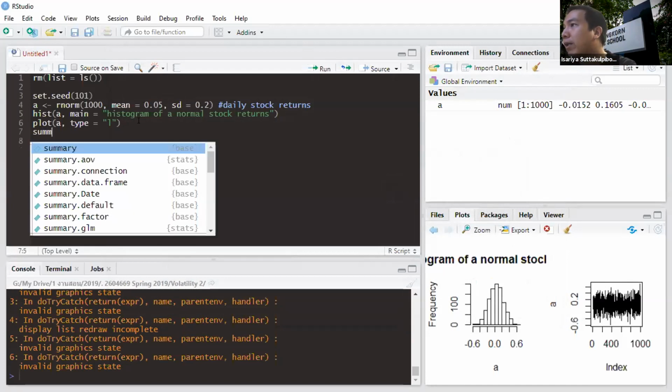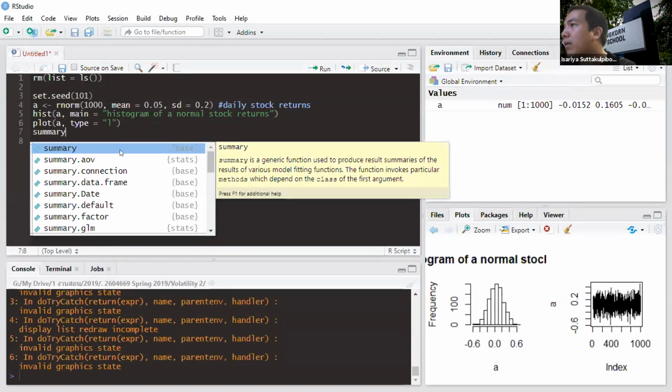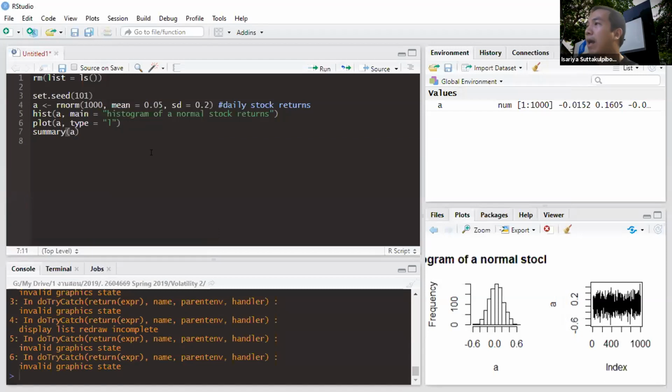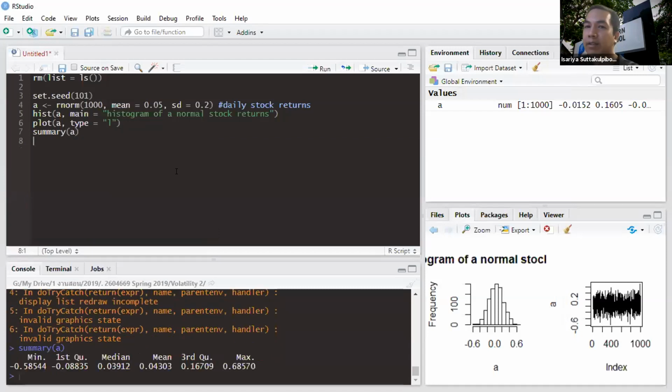Let me just do something quick. Summary, summarize A. So what this series looks like, you can see the numbers below, right? Mean, theoretically I want to simulate something that has the mean of 0.05, right? But when you do simulation, obviously it's not going to be 5% perfectly, right? It's going to be below 5, above 5, but on average it's kind of like 5, right? So right now you have 0.043, it's okay, right?